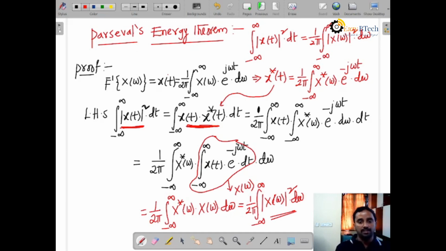So by this we have completed the properties of the Fourier transform.